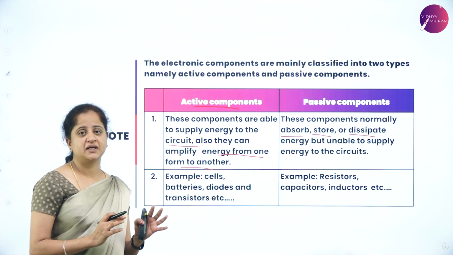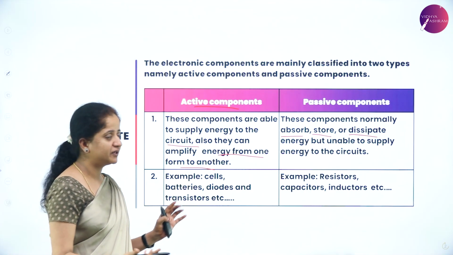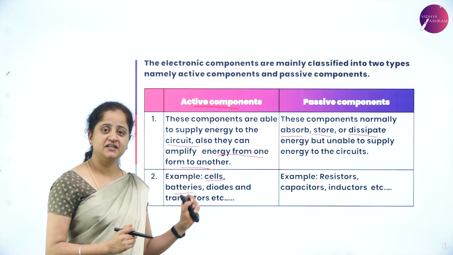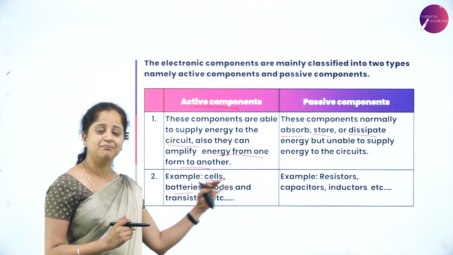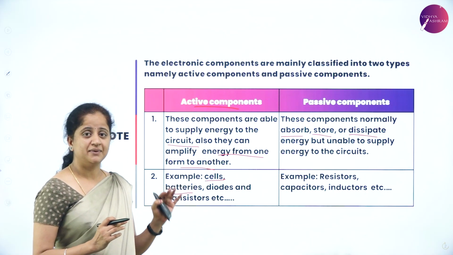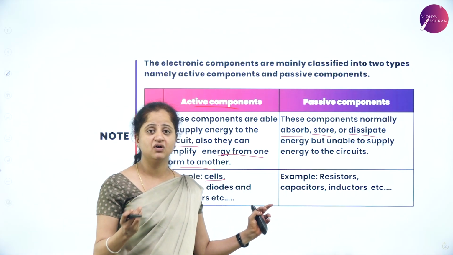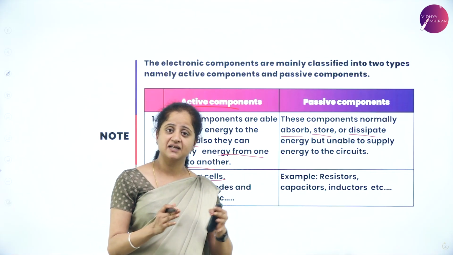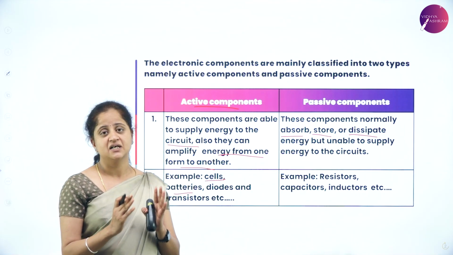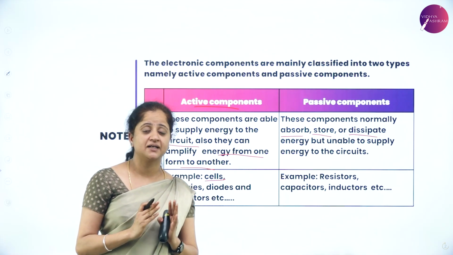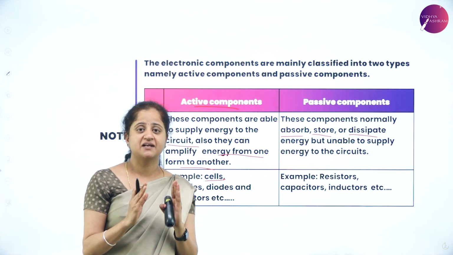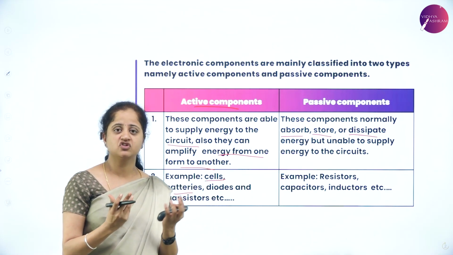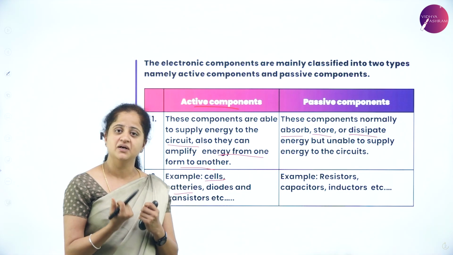A few examples to understand what active components are: cells, batteries, diodes, transistors. These are the components which are used to supply energy to electrical circuits. But in the case of passive components, we all know them: a resistor, a capacitor and inductors. Capacitors, in the last chapter we studied energy stored in a capacitor or parallel plate capacitors. So these two plates can be used to store charges. So these are the components basically used to store, dissipate or absorb energy.